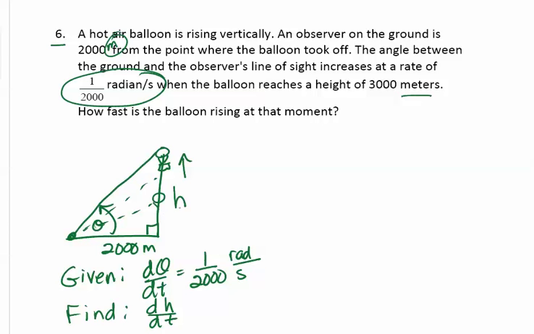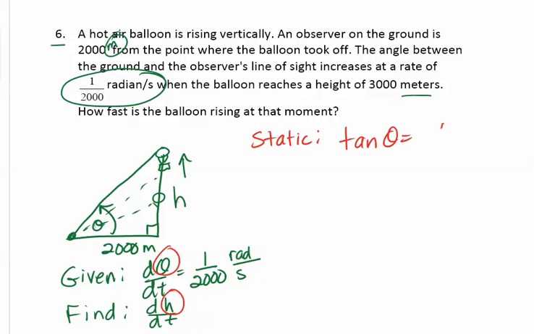Again, what we need is an equation that relates theta with the vertical height. We know the adjacent leg, so we have the opposite leg and adjacent leg. I think our static formula here, the one I would choose, would be tangent of theta is h over 2,000.